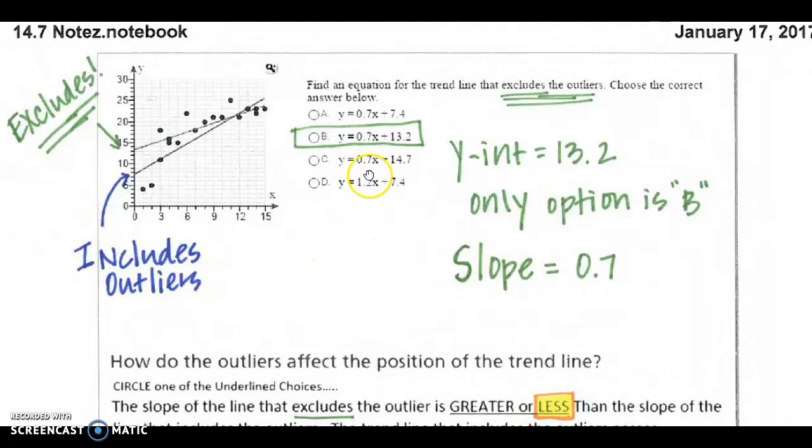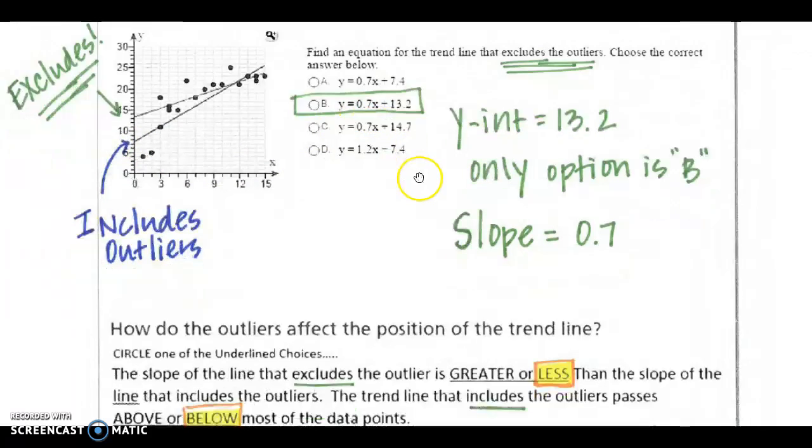For the second part, it says, okay, what about the one that excludes the outliers? So we're going to focus in on the top line this time. For the top line, the y-intercept is right about there. This is 10, and then 11, 12, 13. A little past 13 is 13.2. Well, if you look at all of our options, they kind of eliminate themselves except for B. So our trend line equation for B is y equals 0.7x plus 13.2. Y-intercept of 13.2, a slope of 0.7.